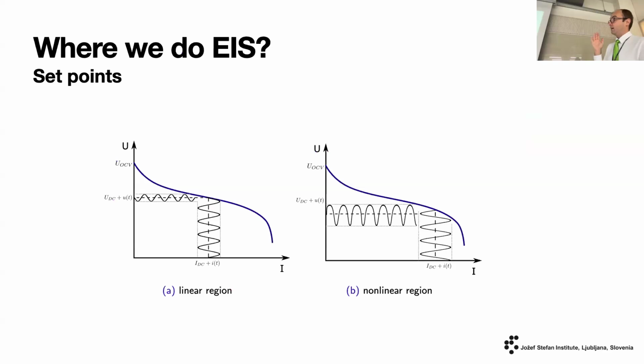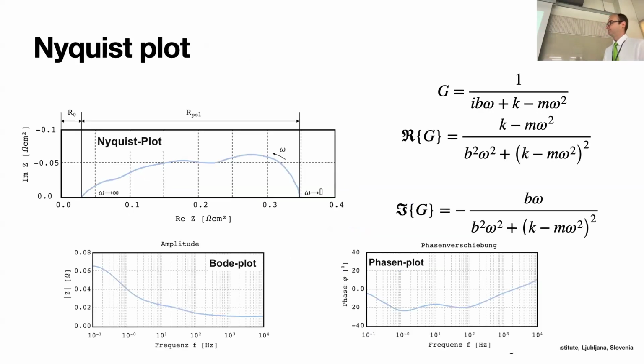Why is it important to know where we are doing EIS? For example, in case A, we are doing it in a linear region and everything holds. But in case B, we excite with this signal, but because we are near this knee part and the amplitude is quite big, the output is not really a sine wave. It's a distorted sine wave. We can calculate the EIS, no problem, but the result that we're going to get will be questionable.